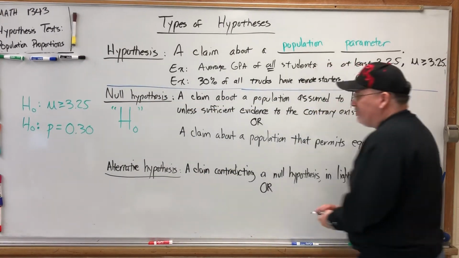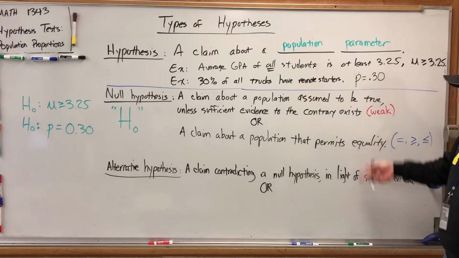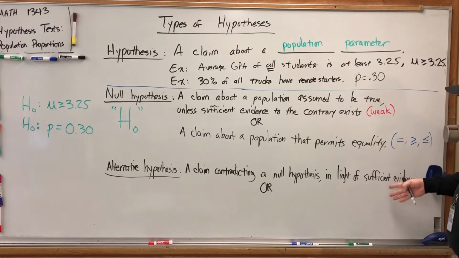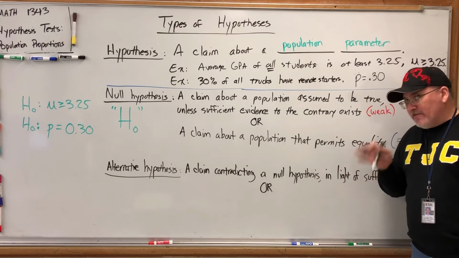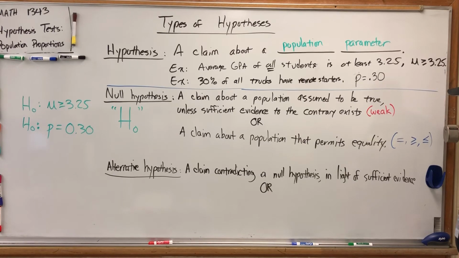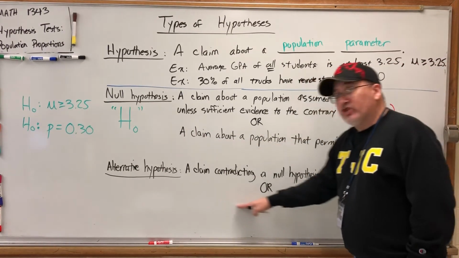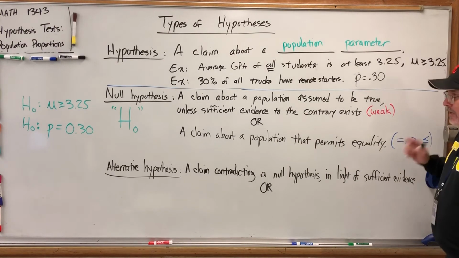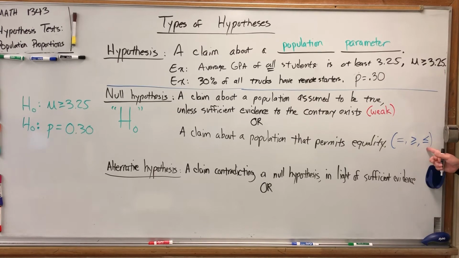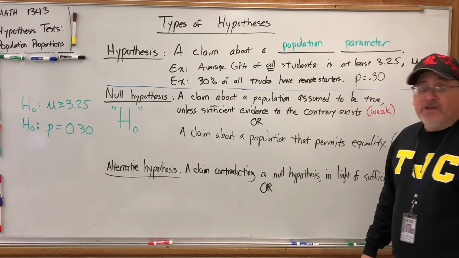Now, by contrast, there's a type of hypothesis called an alternative hypothesis, and loosely speaking, it's a claim contradicting a null hypothesis in light of sufficient evidence. Whether this is a strong or weak definition depends upon which of these two definitions you latch onto. If you latch onto this one, I consider this a weak definition because it doesn't explicitly say that the null has to permit equality, which is actually required from a technical standpoint, as we'll see later. But if you want a definition of the alternative hypothesis along the same lines as this stronger definition for the null hypothesis, it's actually pretty easy. A null hypothesis is a claim that permits equality, so it has to be one of these three relations. By contrast, an alternative hypothesis is a claim about a population that does not permit equality.